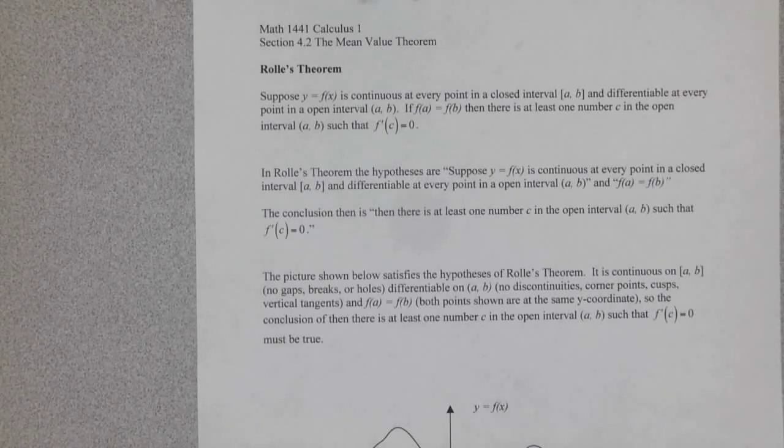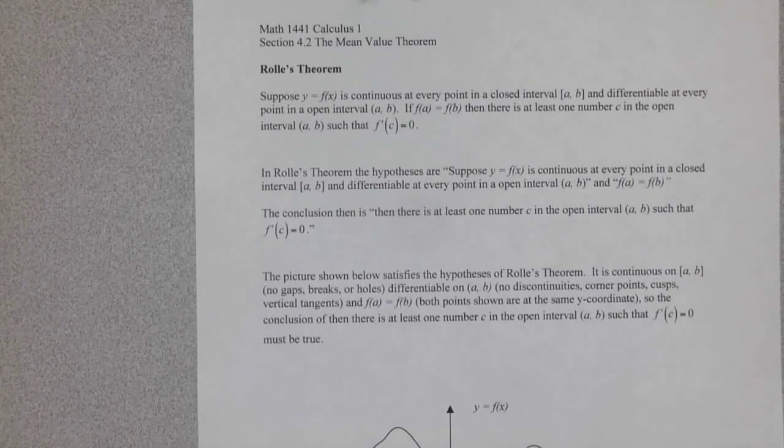Now, before we can get to the mean value theorem, we have Rolle's theorem, which says suppose y equals f of x is continuous at every point in a closed interval [a, b] and differentiable at every point in the open interval (a, b). If f of a equals f of b, then there's at least one number c in the open interval (a, b) such that f prime of c equals 0.